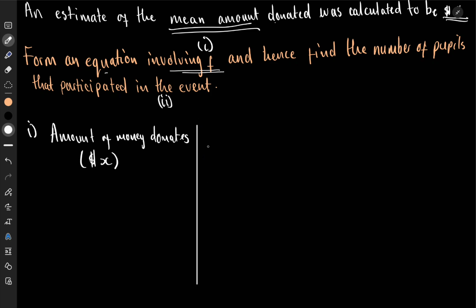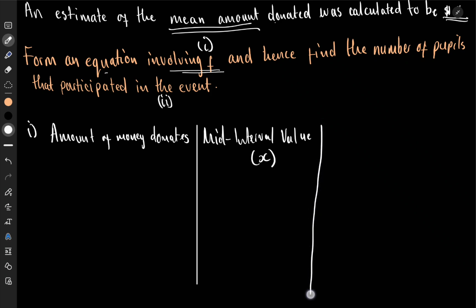What is going to be the second column? Of course, the second column is going to be the mid-interval value. This is my mid-interval value, and that is going to be my X. That is now going to be my new X, so I can remove this X. My mid-interval is going to be the true X, and I'm going to have to calculate it. That's why it's as big as the first column.